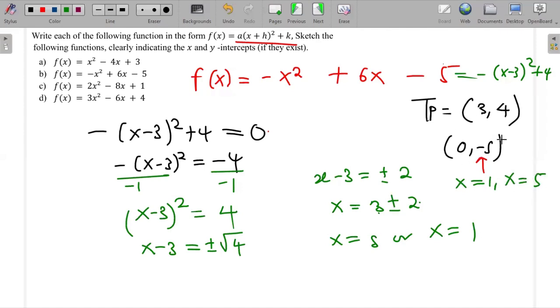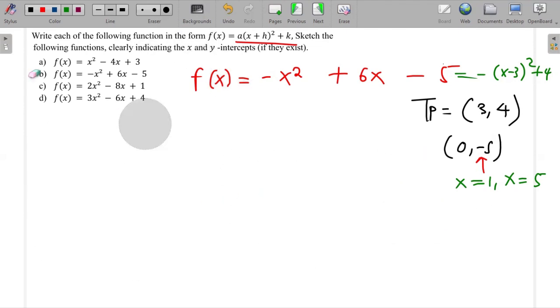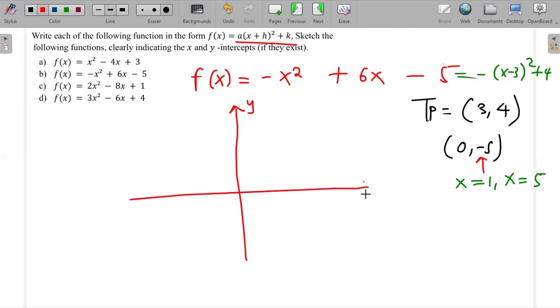Okay, I have my y-intercept, I have my turning point. It means I can sketch this, right? So let's sketch it. It will be the y-axis there, and then here I have my x-axis. It's just a sketch. So you can say I have my 0 there. Then I plot my x-intercepts, which are 1 and 5, somewhere there.